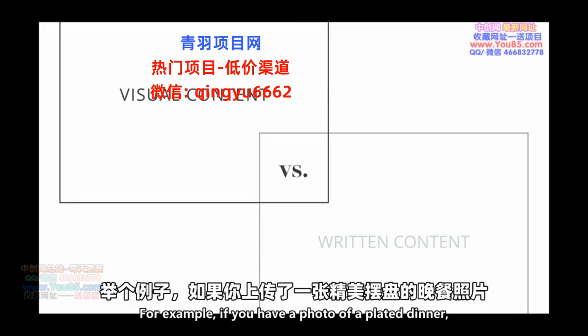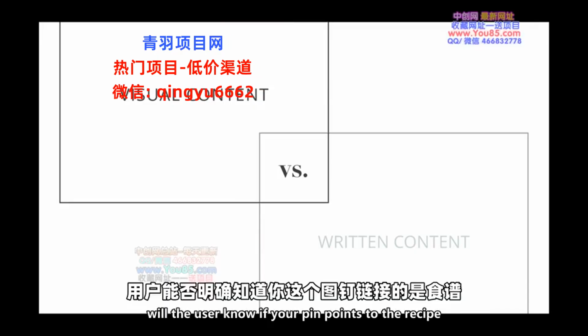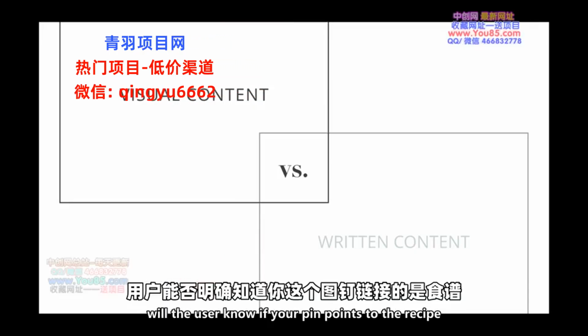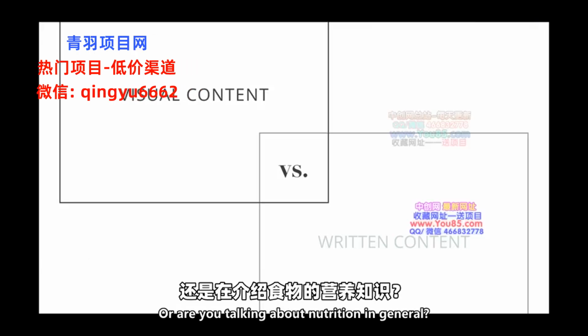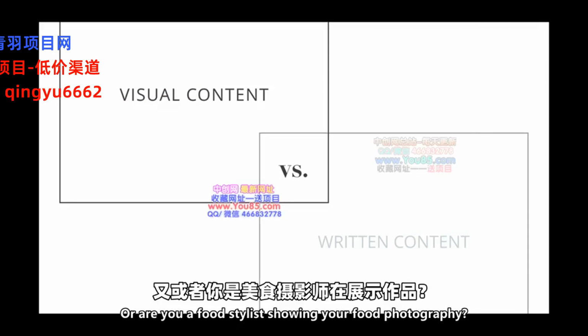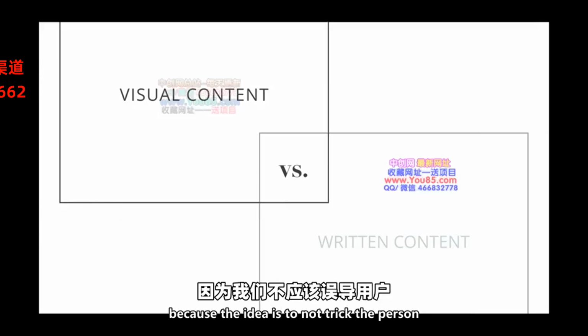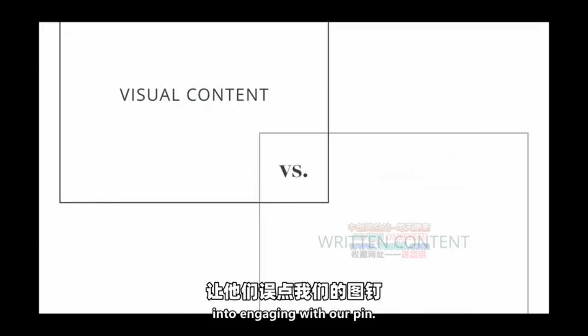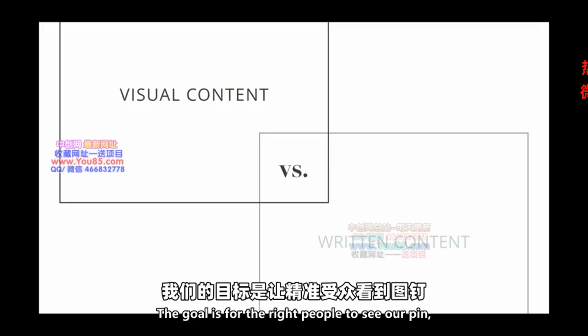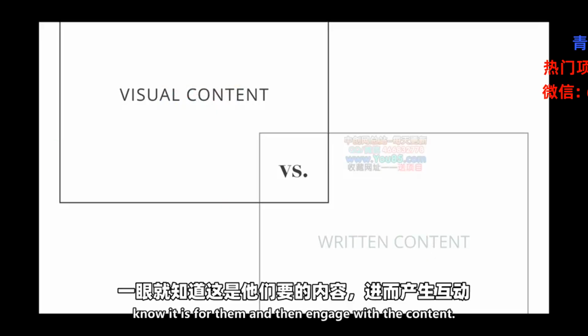For example, if you have a photo of a plated dinner, will the user know if your pin points to the recipe for them to make it? Or are you talking about nutrition in general? Or are you a food stylist showing your food photography? Sometimes more words are needed because the idea is to not trick the person into engaging with our pin. The goal is for the right people to see our pin, know it is for them, and then engage with the content.